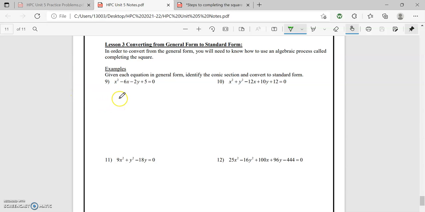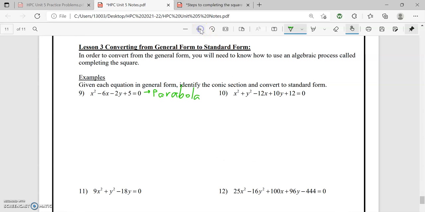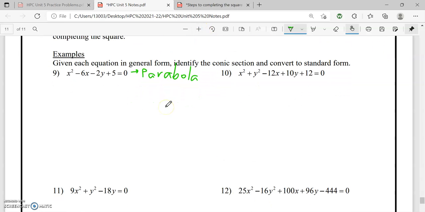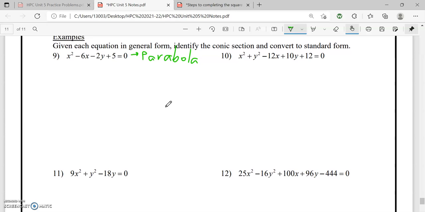In example 9, we have only one squared term. So when we first did this, we looked at this as either a equals 0 or c equals 0 in the general form equation. And what that means is, with only one squared term, this is referred to then as a parabola. So we have that to work with, and we need to now just complete the square and get this thing into standard form.